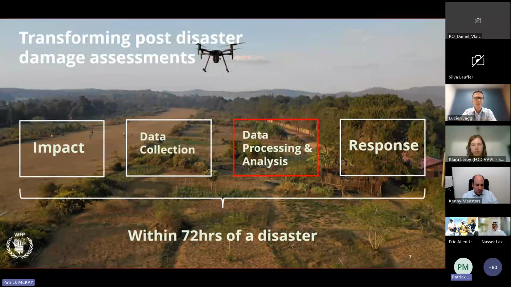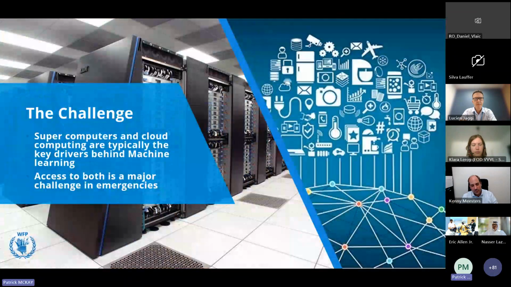So this is the typical sort of 72 hours of a disaster. You have the impact, you collect as much data as you can, you try and do the analysis and processing as well as possible so that you can guide the response. Now, we had a challenge. We knew we wanted to do it with computing power. And nowadays, there's AI tools all over the show. But in 2019, there weren't a lot of AI tools around.